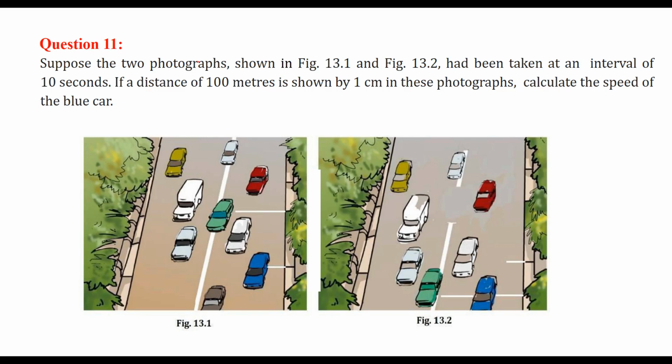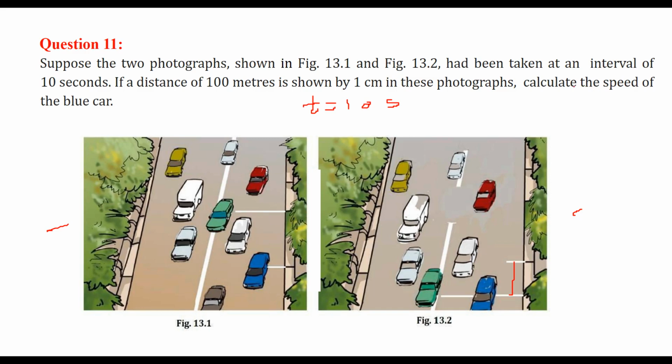Suppose the two photographs shown here have been taken at an interval of 10 seconds. So the time is given to us, it is 10 seconds. A distance of 100 meters is shown by 1 centimeter. Because the marking is given, from here to here this is 2 centimeters. 1 centimeter is 100 meters, so 2 centimeters will be 2 into 100, that is 200 meters.